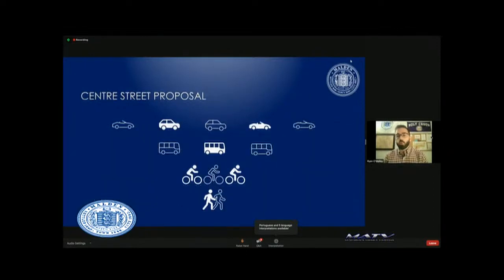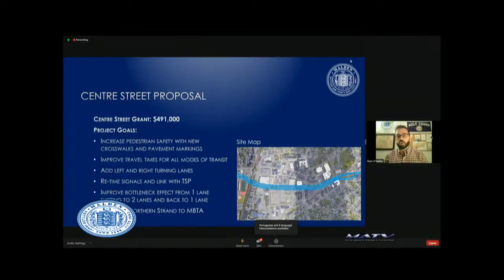So the Center Street proposal, I won't go through all the slides. I'm going to leave that to the MBTA, but we're talking about $491,000 here. Again, the more specific goals for this portion of the project are to increase pedestrian safety with new crosswalks and pavement markings, and improve travel times for all modes of transit by eliminating conflicts between buses and other vehicles that are trying to swerve around buses. We also want to extend and add more left and right turning lanes, and retime the signals so that you no longer hit every red light as you're driving down Center Street. That's very frustrating for me. Instead, what we want is to see the green wave, where you get a green light and then the next one turns green and the next one turns green, so you're driving more consistently through the entire corridor.